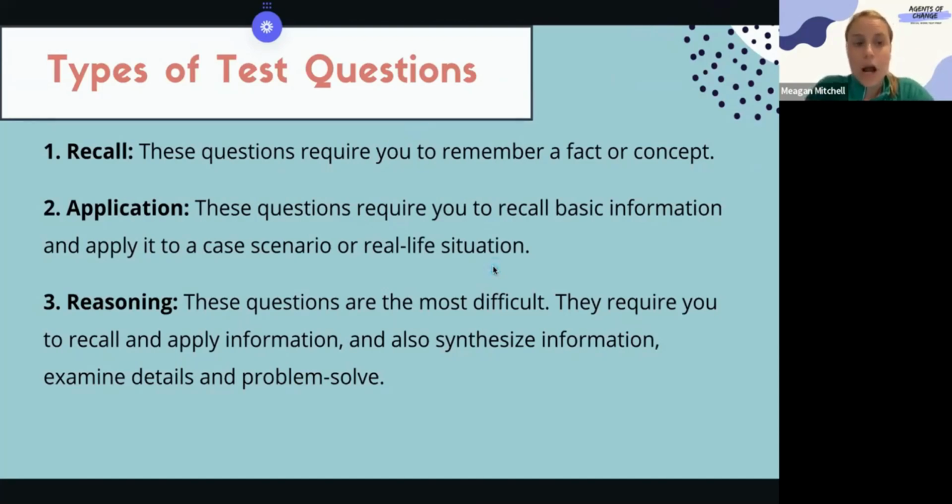Reasoning. These are going to be on the master's and clinical level exam. You will see a lot of reasoning questions on the clinical level exam.